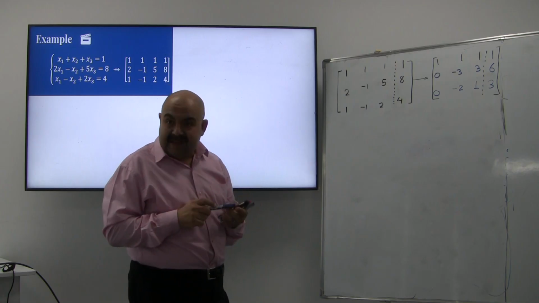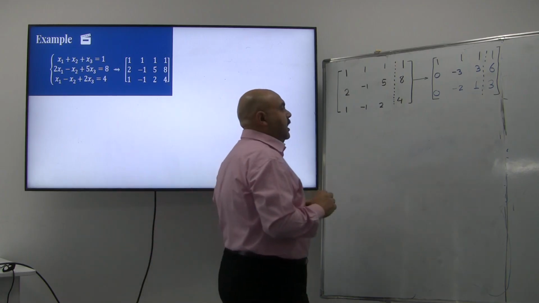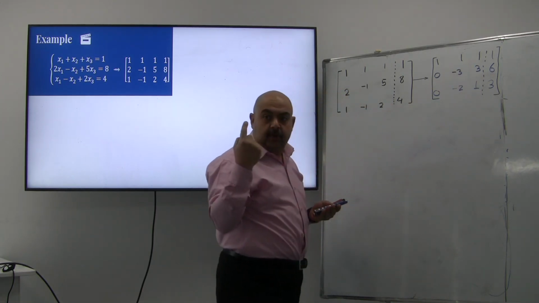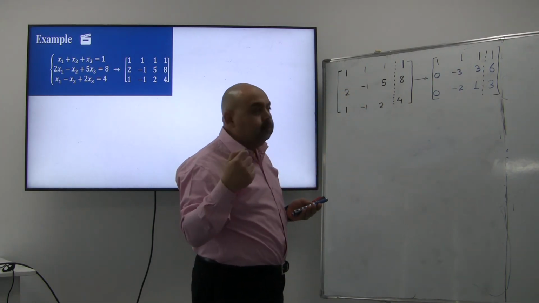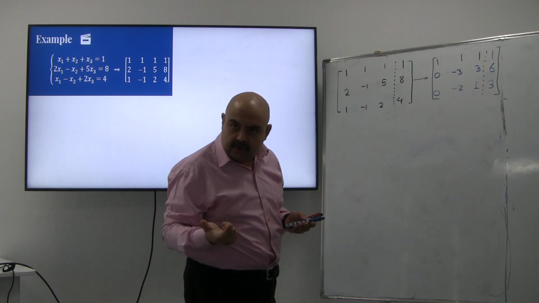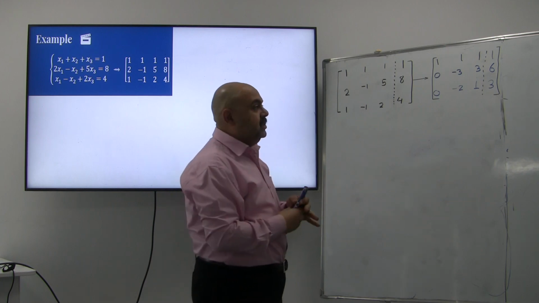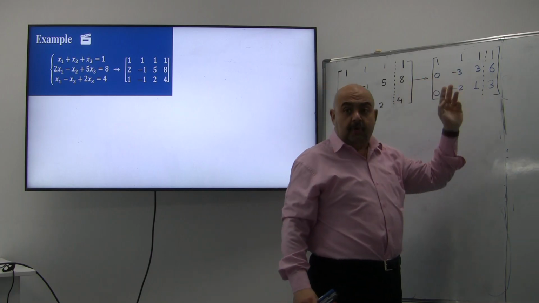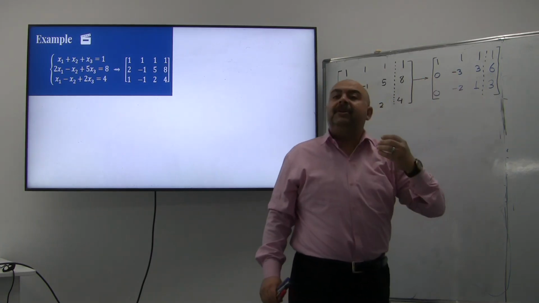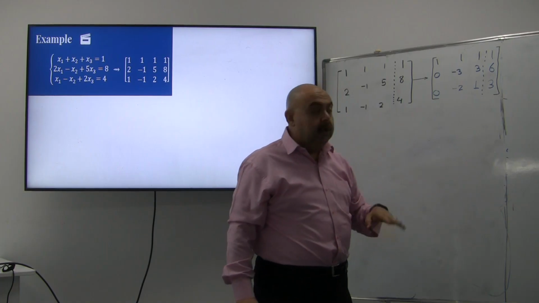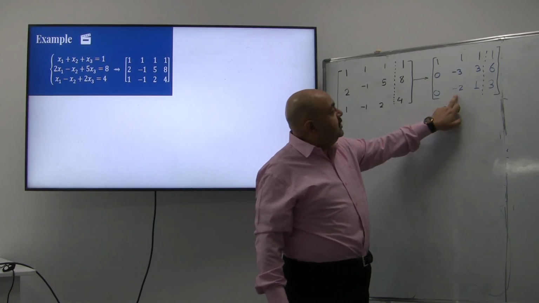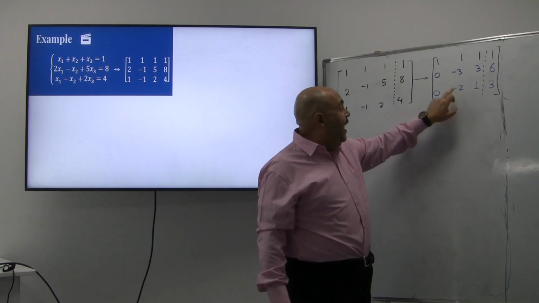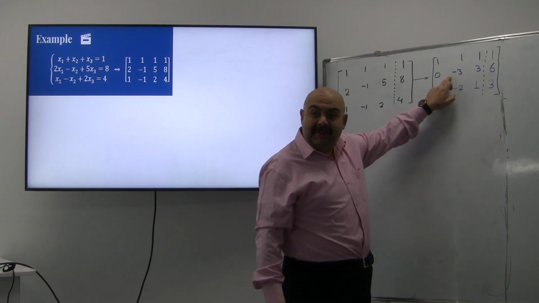Okay, second step: I need the number at position 2 by 2 to equal positive 1. How to force this number to be equal to positive 1? I will simply divide this row by negative 3, or multiply by negative 1 over 3. Or multiply this number by negative 2, so it's going to be 4, then add it to negative 3, so the result will be positive 1.